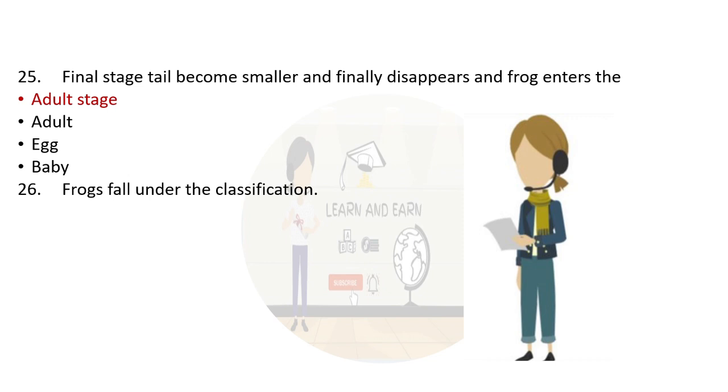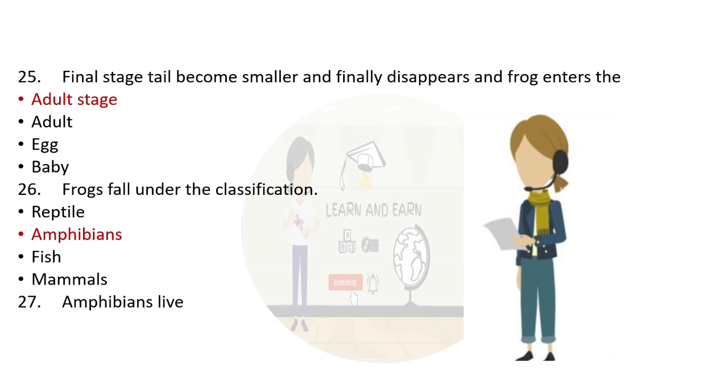MCQ 26: Frogs fall under the classification: option A, reptile; option B, amphibians; option C, fish; option D, mammals. The right answer is amphibians. Frogs fall under the classification of amphibians.